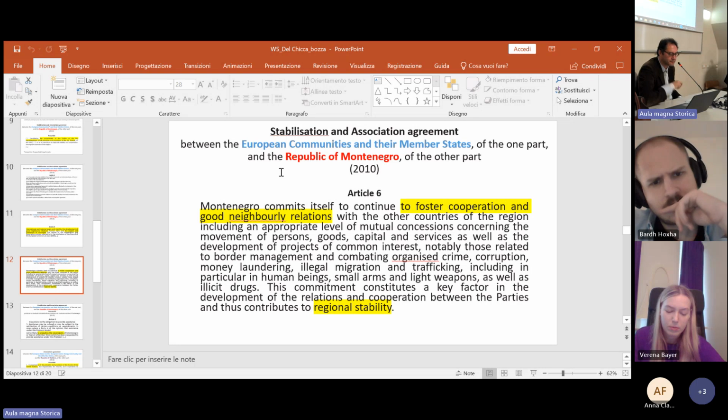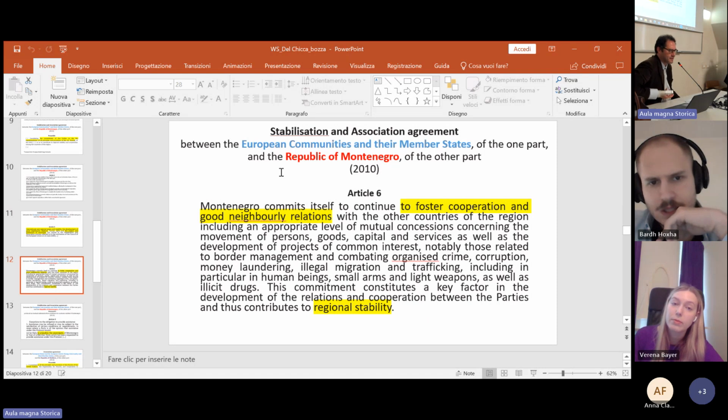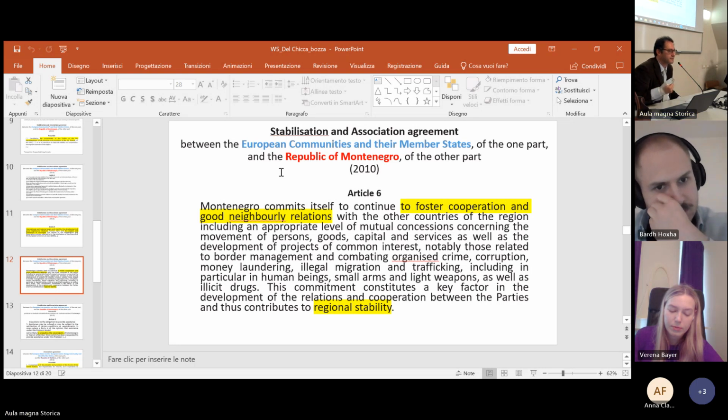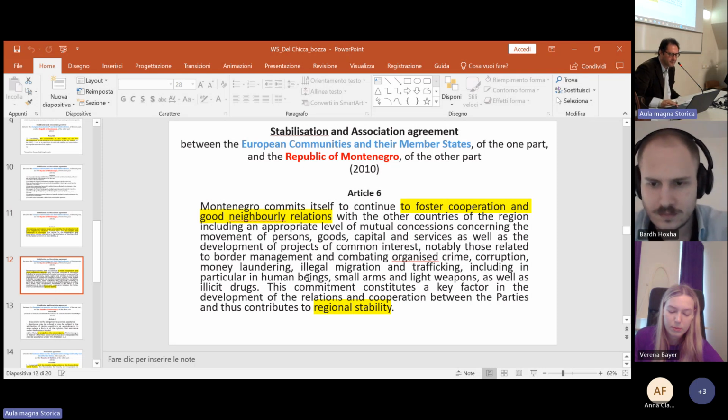This is not so often found in international agreements, that only one party of the agreement commits itself to do something. In most treaties, most of the time, you find that all the parties of the agreement commit themselves to fulfill the obligations of the agreement. Not just one and the other one not. Not in this case. In this case, only Montenegro commits itself. This commitment, says the final part of Article 6, constitutes a key factor in the development of the relations and cooperation between the parties and thus contributes to regional stability.